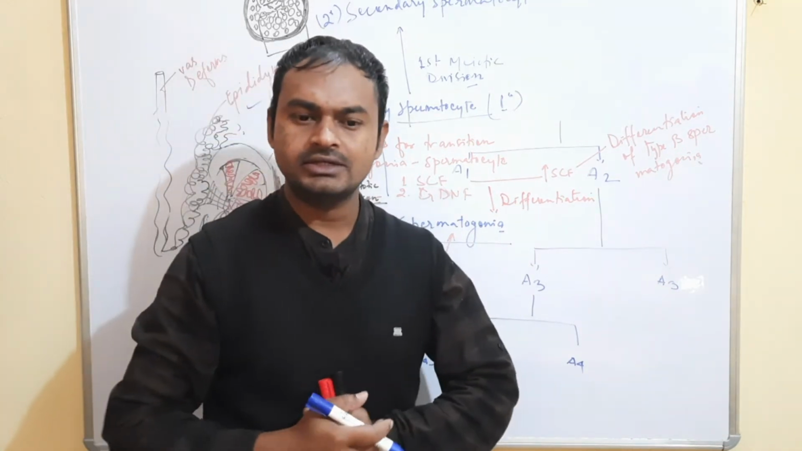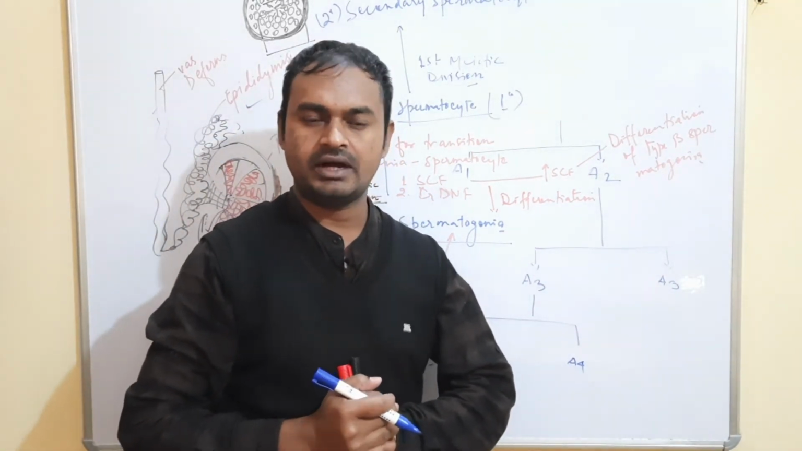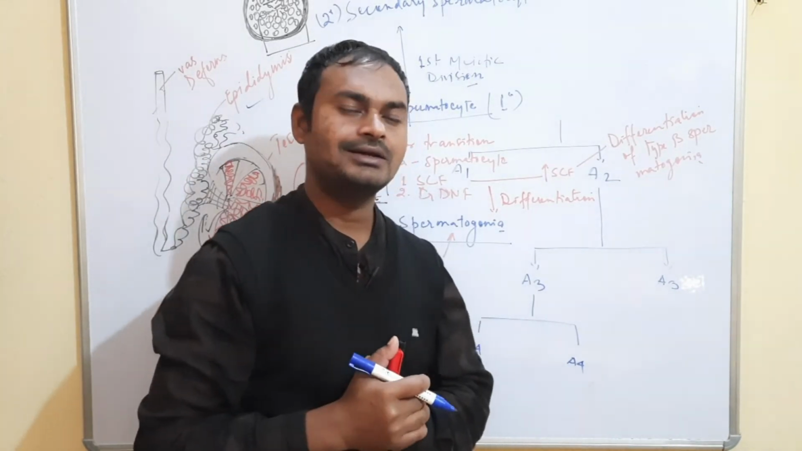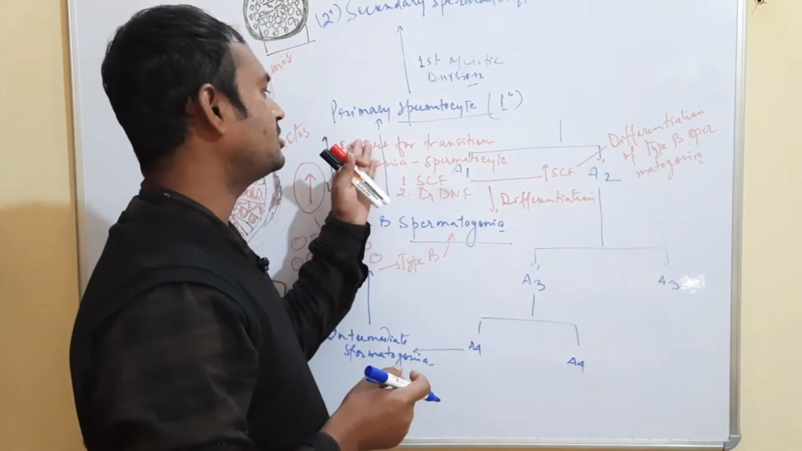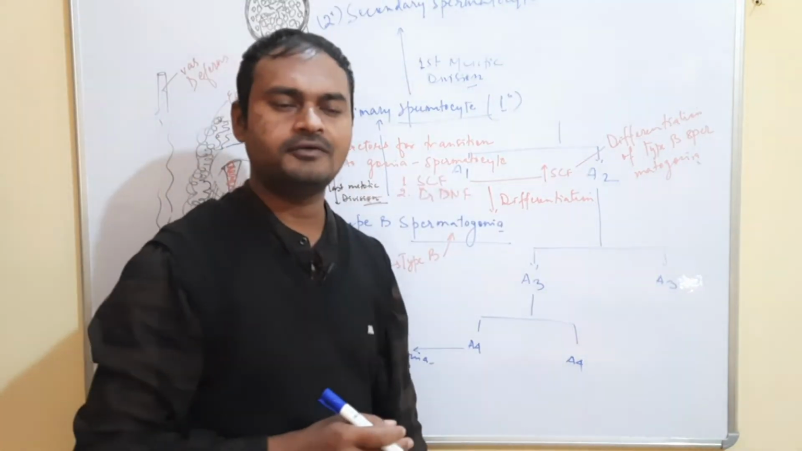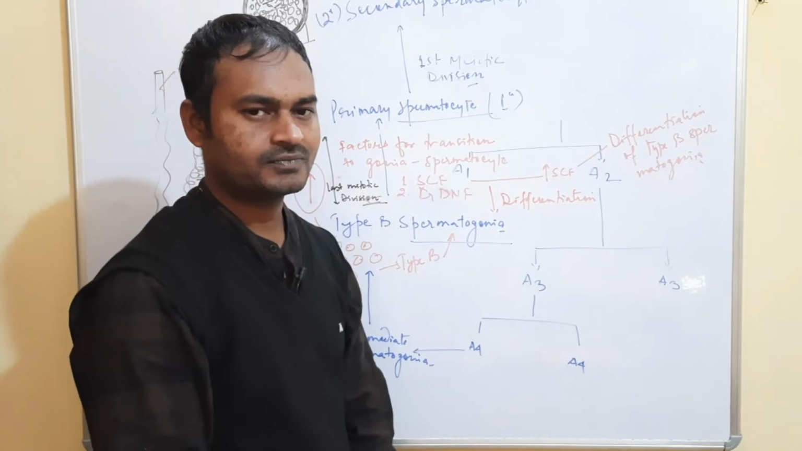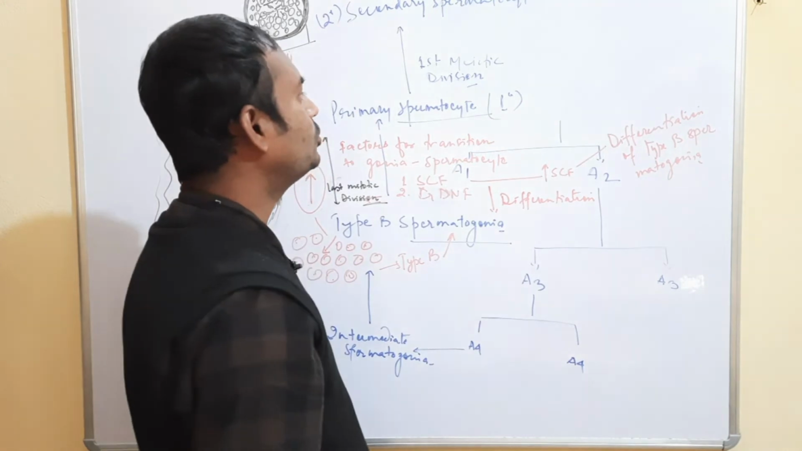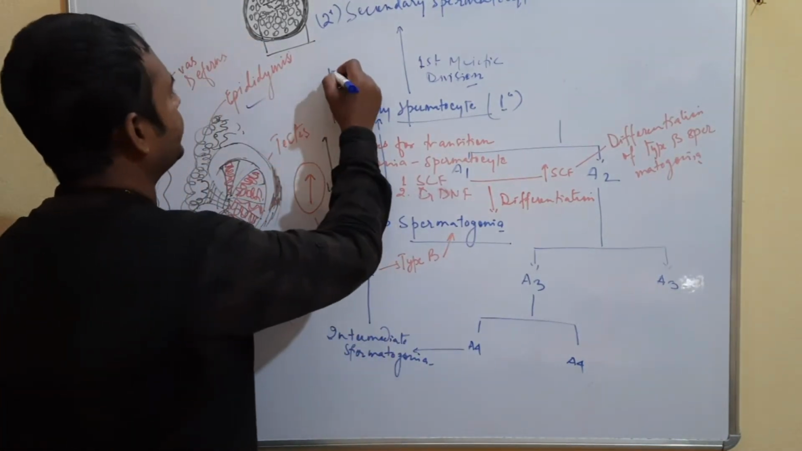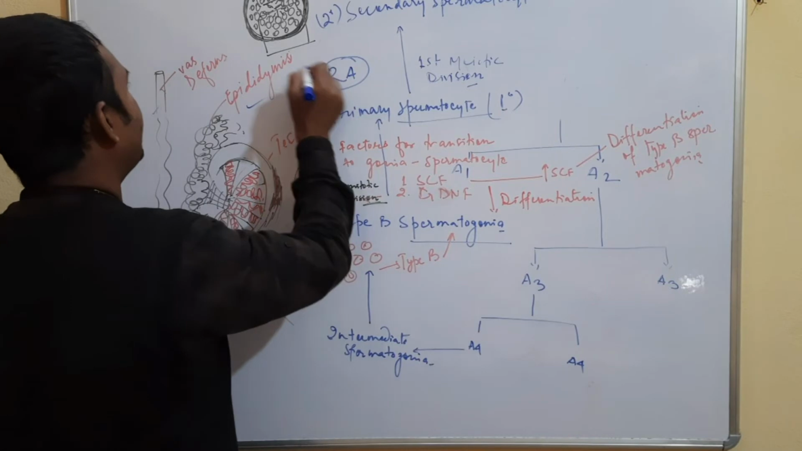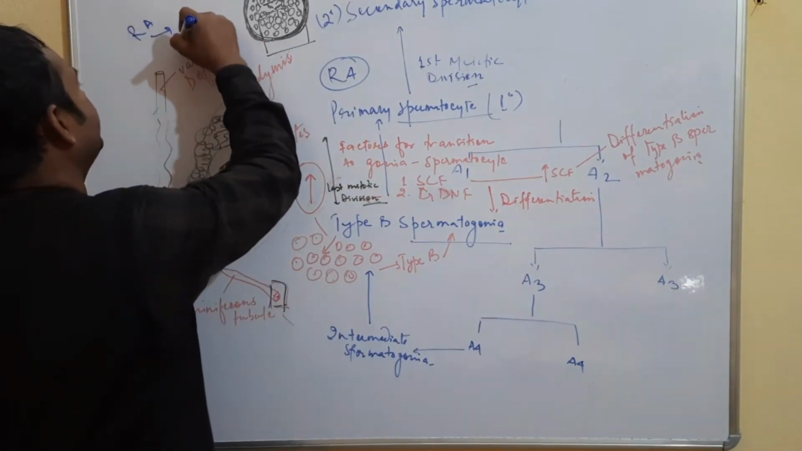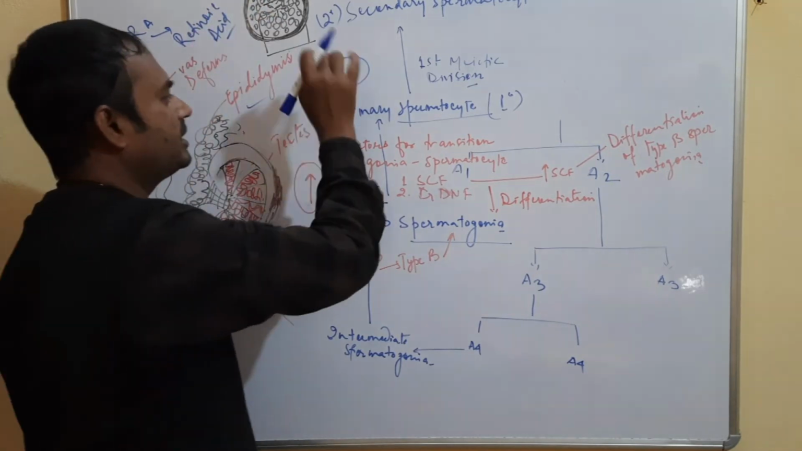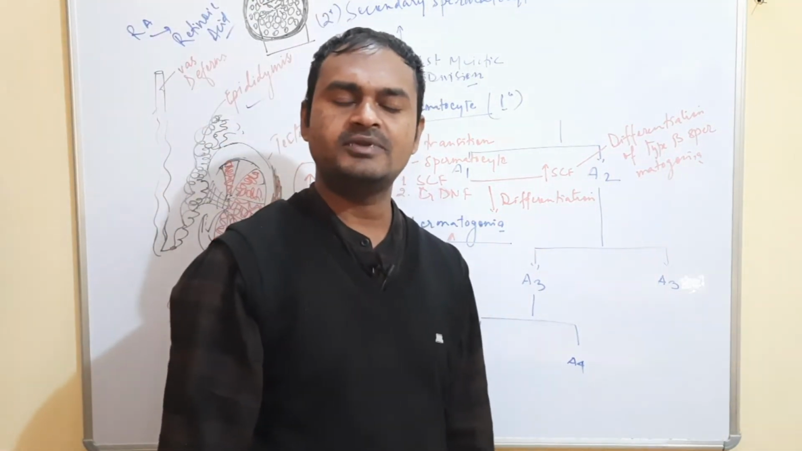So again the most important question arises: what are the factors responsible for the transition of the cell from mitotic division to meiotic division? Obviously, this is retinoic acid. Here RA means retinoic acid.